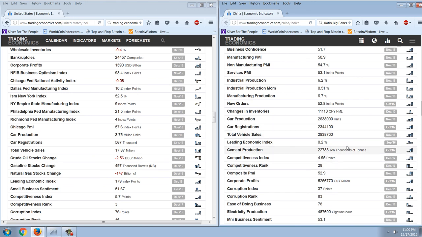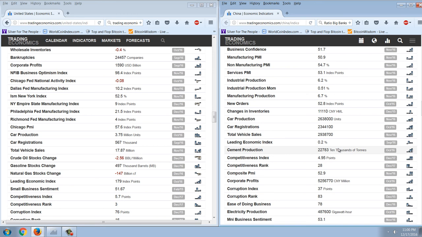But there really aren't that many cars in China. There's 18 million being sold in the U.S. with a population that's one-fifth of China, one-quarter of China, and yet China has got one-fifth or so of the vehicle sales.